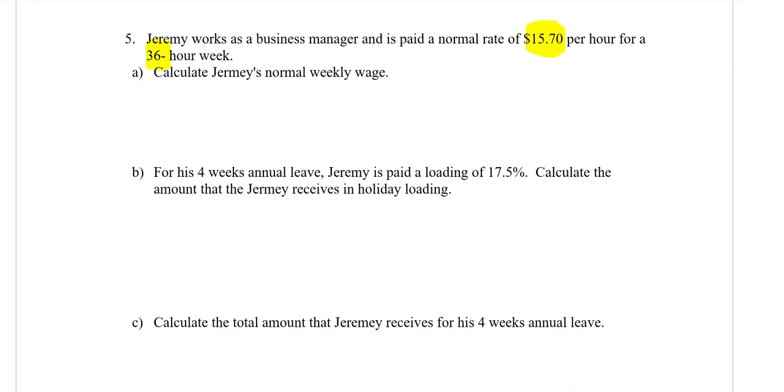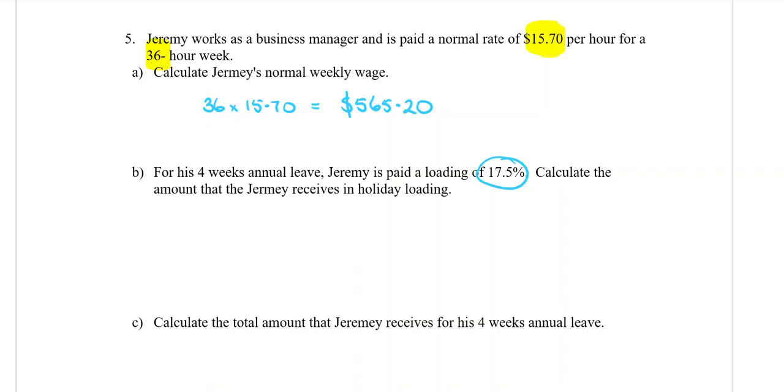Question 5. Jeremy works as a business manager and is paid a normal rate of $15.70 per hour for a 36-hour week. So first of all, calculate his pay for a normal weekly wage. So this is going to be 36 hours times the $15.70. So that makes $565.20.